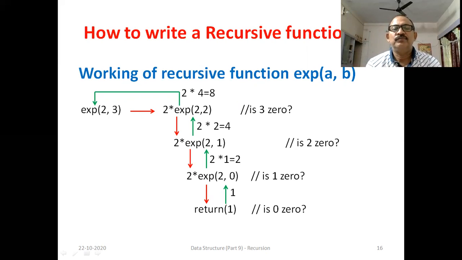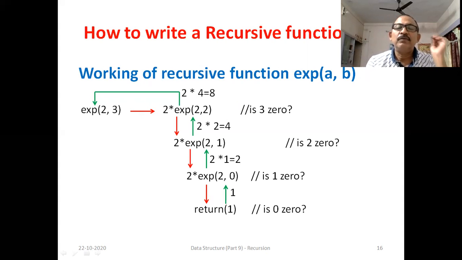At this time b is equal to 0, which means the recursive function terminates and returns the value 1. Now exponent(2, 0) receives the value 1. And what is the suspended activity? 2 into the value of exponent(2, 0). The system determines 2 into 1, that is 2.